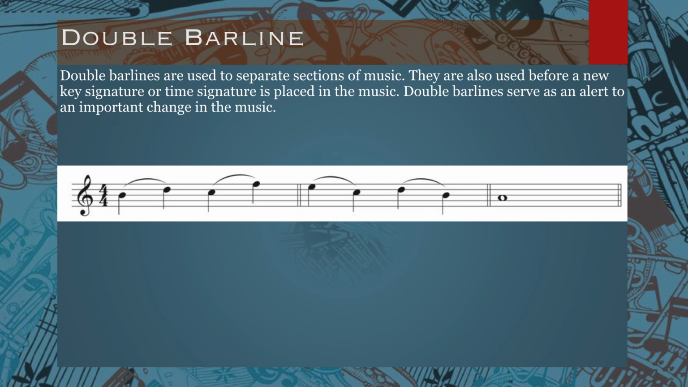Often it means that a new section is coming up. Maybe the mood of the piece has changed. Maybe the key has changed. Less often they'll use it when a time signature changes, unless that time signature change indicates a new section. So the double bar line just indicates something important has changed in the music.